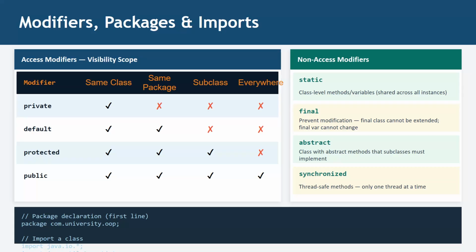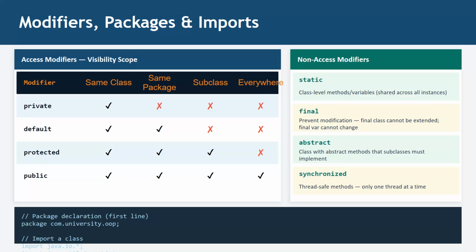First of all, I just want you to get to know them. Modifiers, packages, and imports. We have private modifiers, default modifiers, protected modifiers, and public modifiers. Then there are non-access modifiers such as static, final, abstract, and synchronized, and you also need to know where to use them in a proper way.